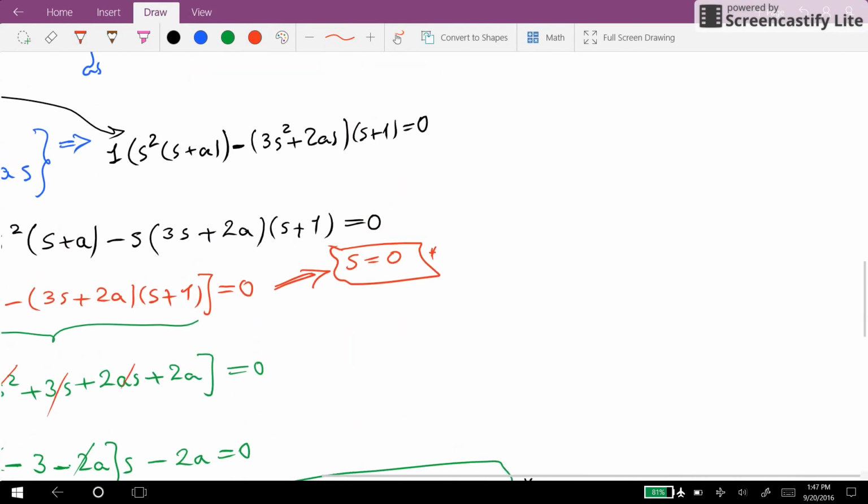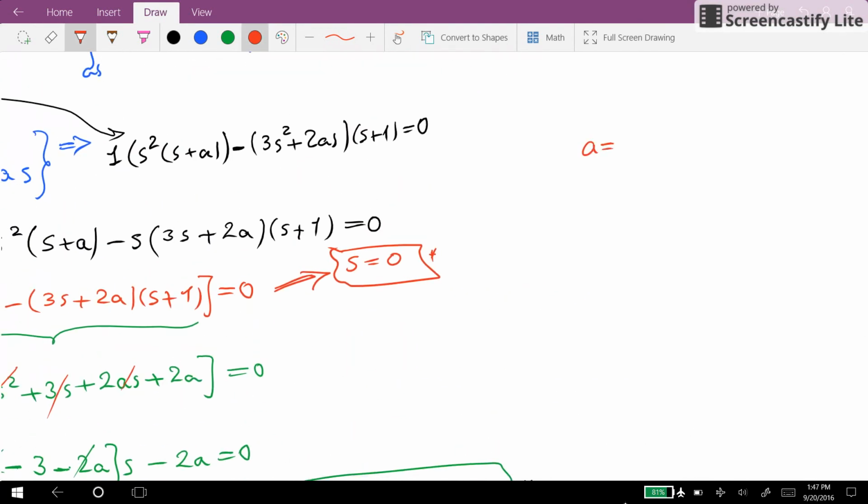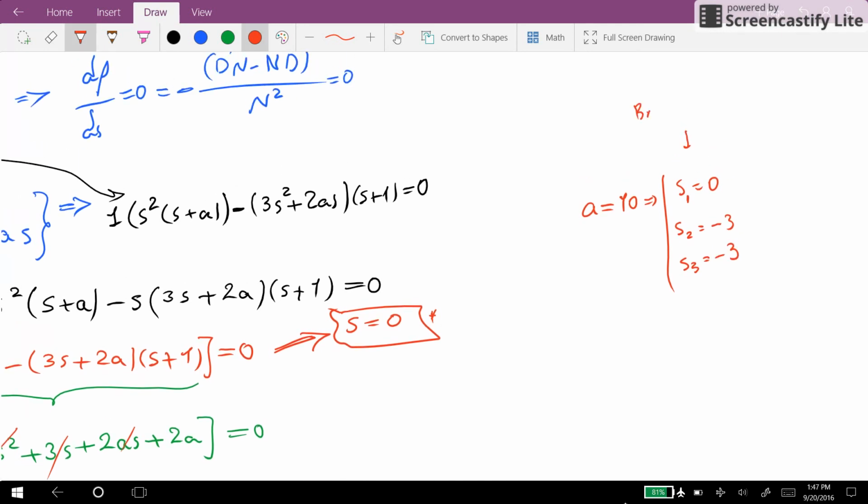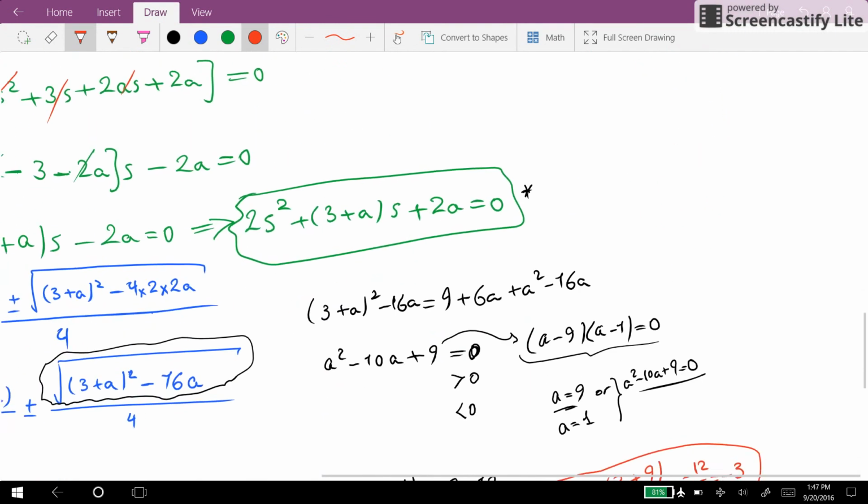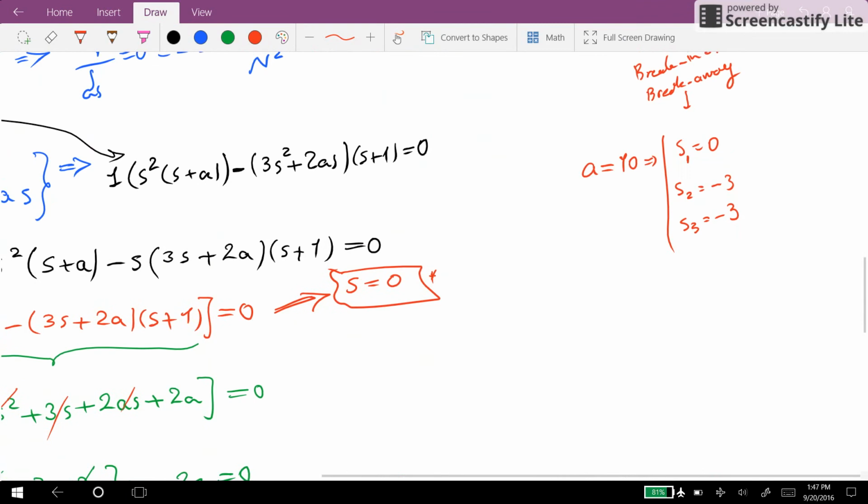So maybe I can just summarize it here. A equal to 10. We will have s equal to 0. I just call it S1. S2 equal to -3. S3 equal to -3. These are the break-in or breakaway points. Sorry, this is with a equal to 9.